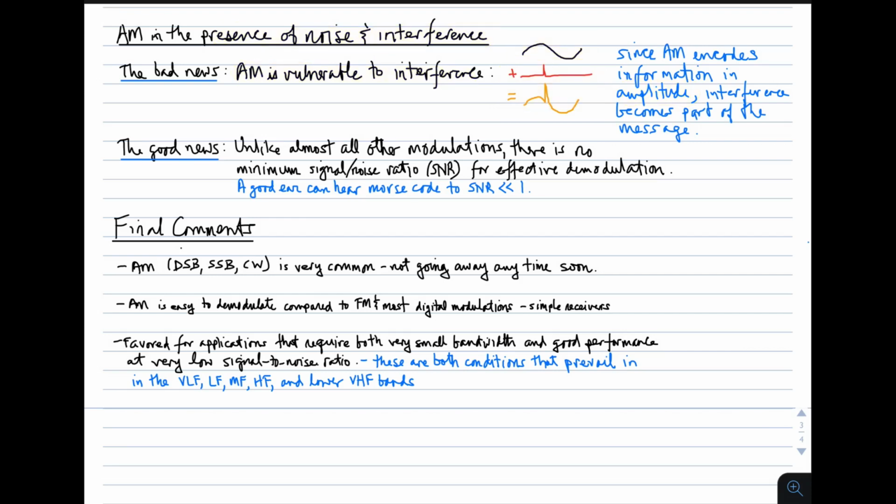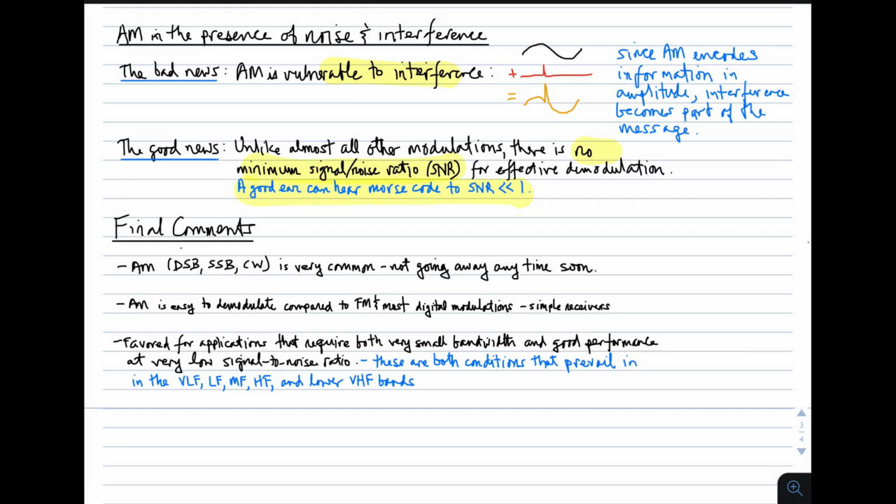So that's bad news. The good news is that unlike almost all other modulations, there is no minimum signal-to-noise ratio for effective demodulation. That is, there is no signal-to-noise ratio at which AM suddenly stops working. A good ear, for example, can hear Morse code to signal-to-noise ratios much less than 1. That is much less than 0 dB. So if you need to operate in an extremely SNR limited scenario, and you're not really in a situation where interference is bothering you, then AM, and CW in particular, might be a pretty good choice.